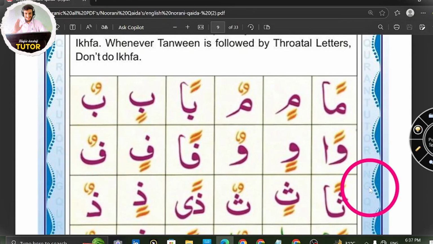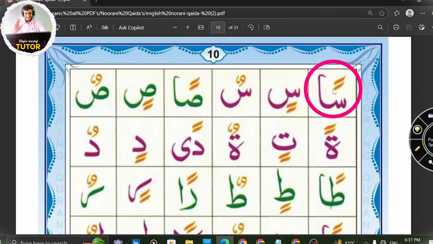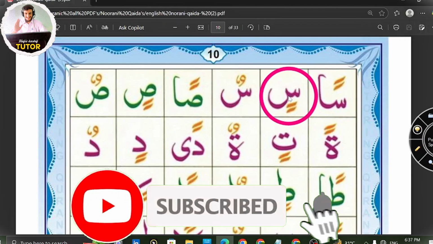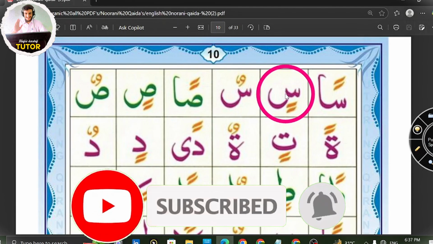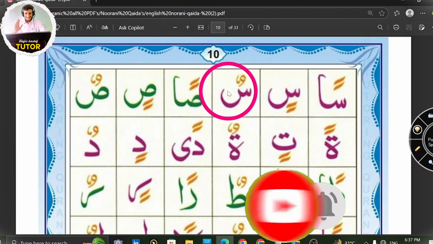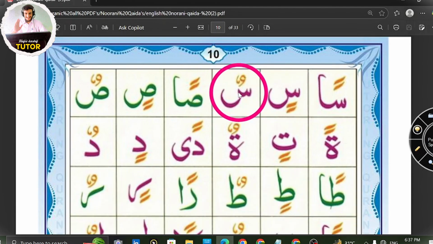Good, well done. Sin double fatha san, sin double kasra sin, sin double dhamma sun. San, sin, sun.